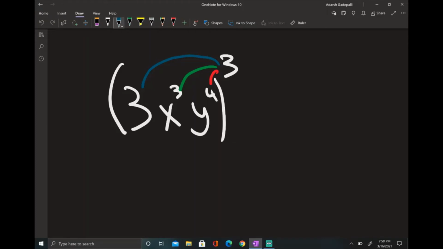So 3 cubed would be 27. X cubed to the third. The property for the exponent outside the parentheses is multiplying. So this would be x to the 9th, and then same thing for y to the fourth. 4 times 3 is 12, so it'd be y to the 12th. So that would be your final answer for that.